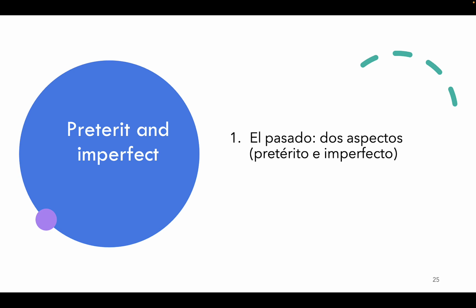When we talk about the past tense in Spanish, we're going to refer to two aspects. That is, two different ways or perspectives to talk about what has taken place already. Okay, and we're going to refer to those as pretérito e imperfecto. So let's start with the preterite first.